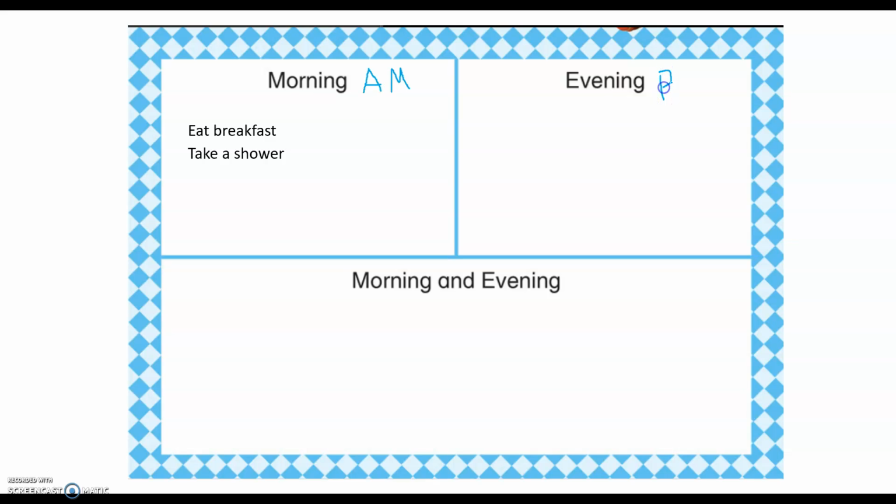Evening is PM. In the PM, you probably eat dinner and read a bedtime story. Here are some things you do both in the AM and PM. Brush your teeth and probably wash your face.